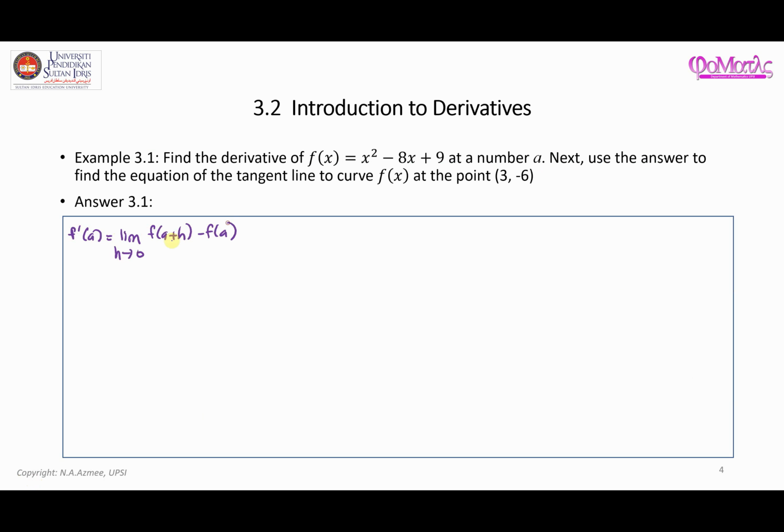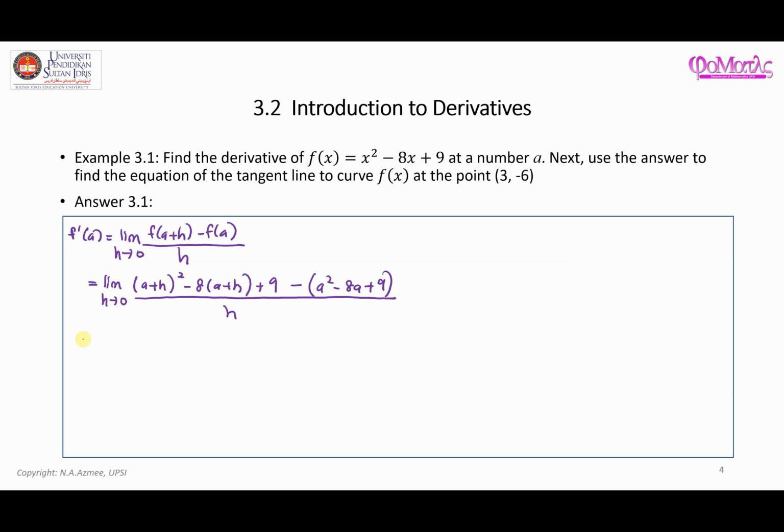This is just writing down the formula, and based on the above formula, I will substitute a plus h into the function given here, and so what you will get is (a plus h) squared minus 8(a plus h) plus 9, minus, this is going to be another function where you substitute a into that function. So a will be substituted into f(x). So you will get a squared minus 8a plus 9, all over h.